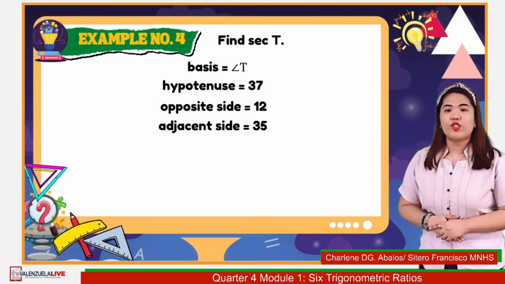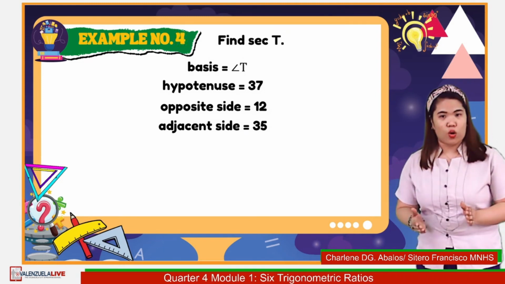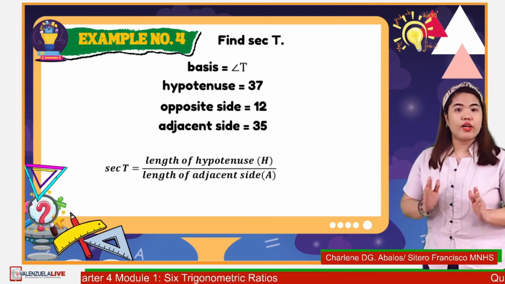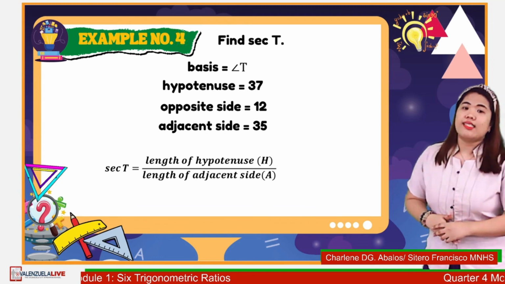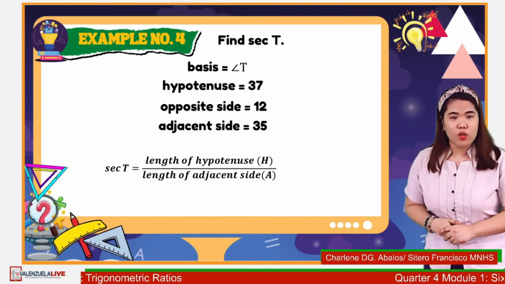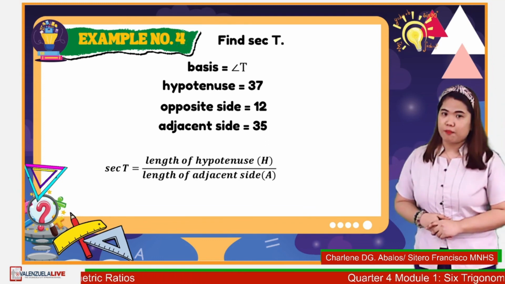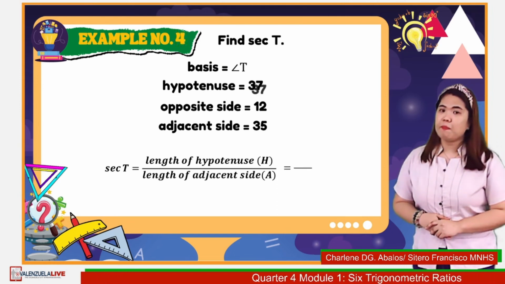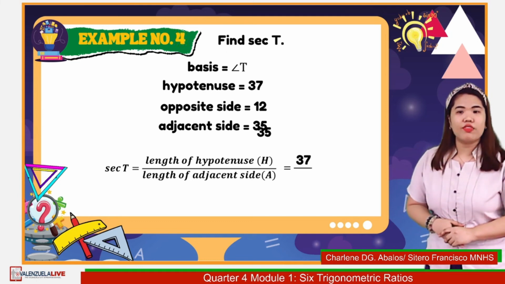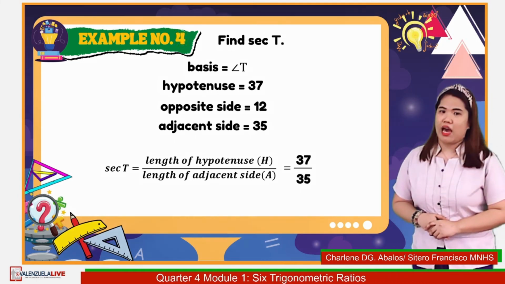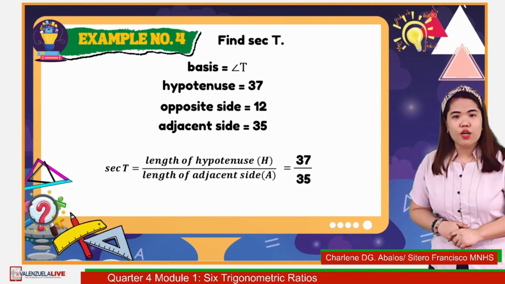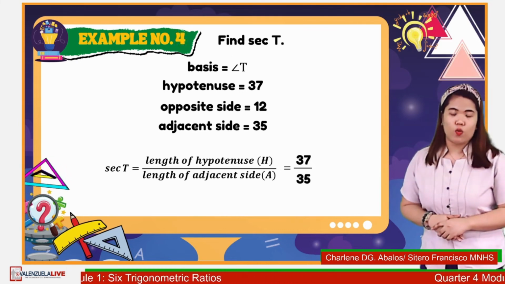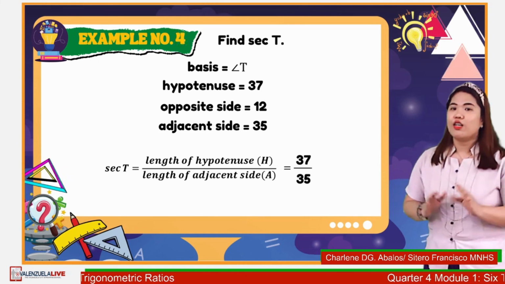Secant T is the reciprocal of the cosine ratio. If cosine ratio is equal to adjacent side over hypotenuse, then secant ratio is hypotenuse over adjacent side. The length of the hypotenuse is equal to 37, and the length of the adjacent side is 35. Therefore, secant T is equal to 37 over 35.